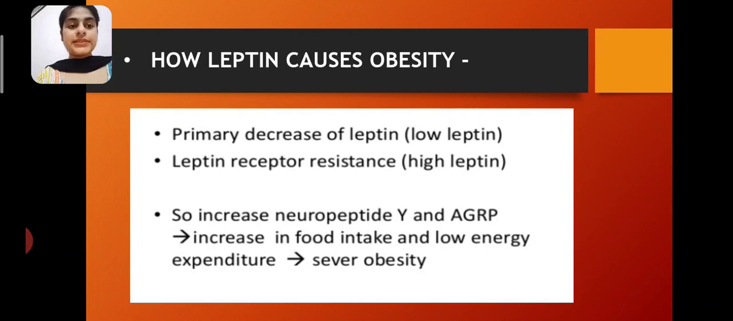Now, how leptin causes obesity? Primary decrease of leptin, low leptin, leptin receptor resistant, high leptin. So, increased neuropeptide Y and AGRP, increase in food intake and low energy expenditure that I have discussed in the last slide leads to severe obesity, where the number of fat cells increases, not the size of the fat cell increases.